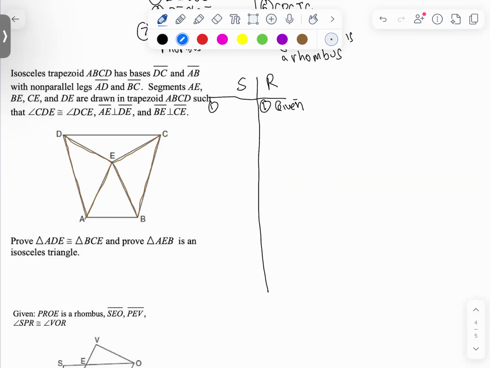So we have an isosceles trapezoid. And one property of isosceles trapezoids is that the legs are congruent. Legs of an isosceles trapezoid are congruent. They also tell us that angle CDE is congruent to angle DCE.